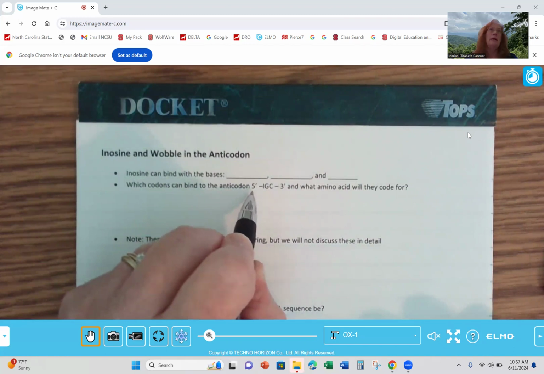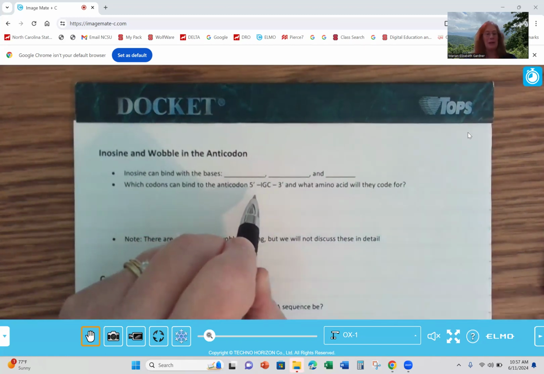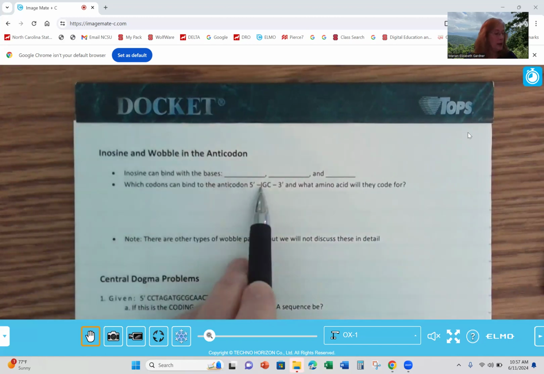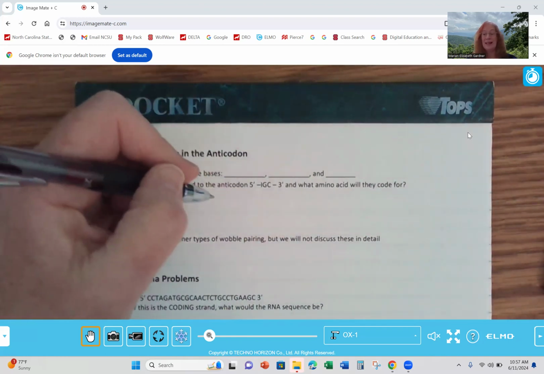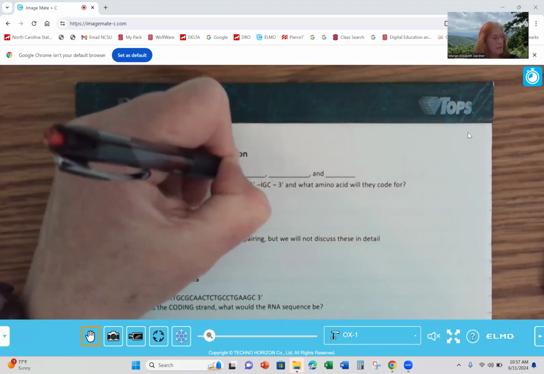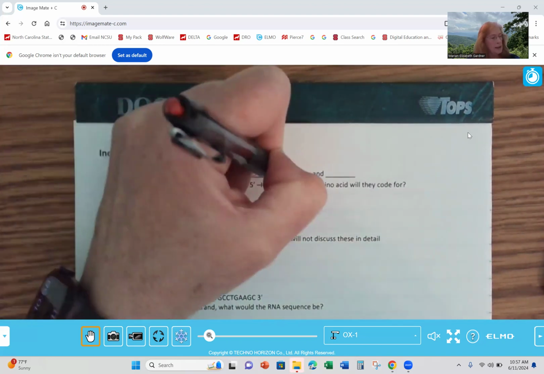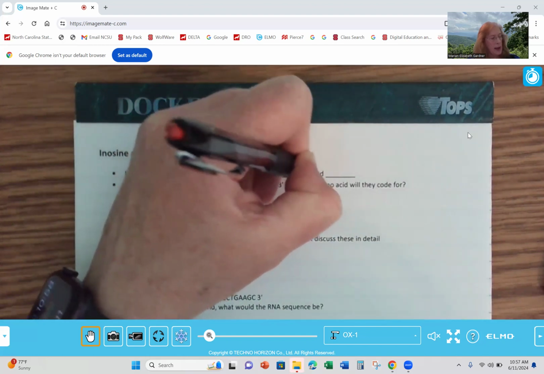Now remember, DNA is written 5' to 3', RNAs are written 5' to 3'. So the first anticodon position is the one on the most 5' end. And I'm going to use a capital I to represent inosine. Inosine's kind of interesting because it can bind with every base except guanine. So it can bind with adenine, cytosine, and uracil.